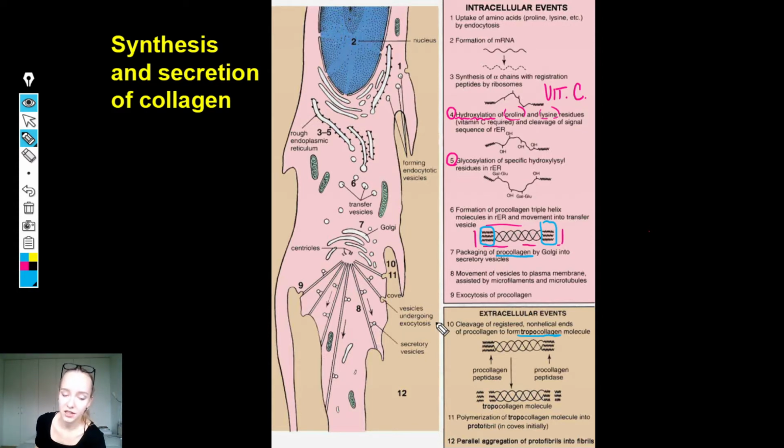And the first products of polymerization are protofibrils. And remember this, that all types of collagen are able to polymerize to this stage. So every collagen that's out there can create protofibrils.